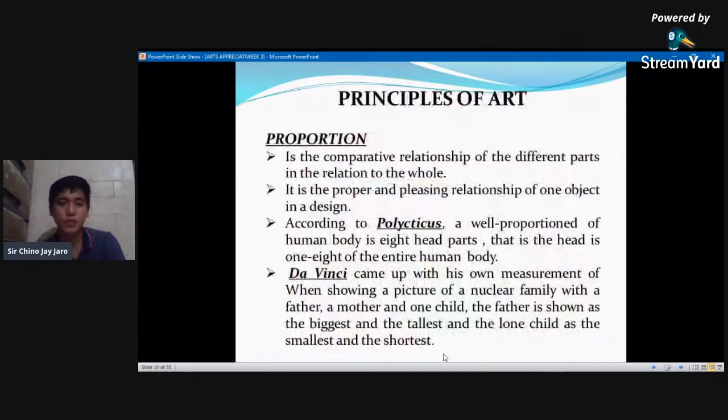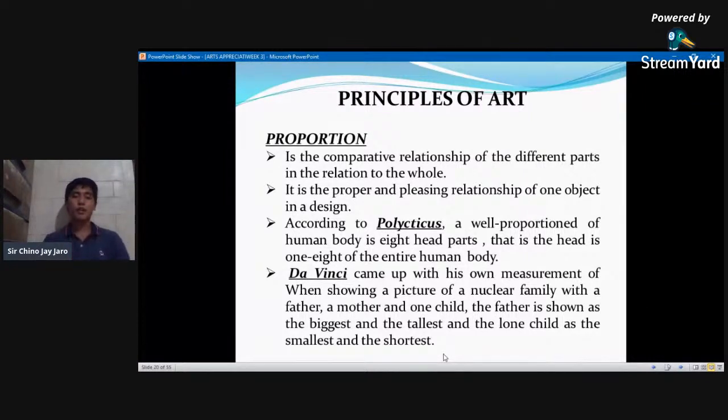Let us proceed to proportion. It is the comparative relationship of the different parts in relation to the whole. It is the proper and pleasing relationship of one object in a design. According to Polycleitus, a well-proportioned human body is 8 head parts, that is, the head is 1/8 of the entire human body. For him, proportion is the division of the parts of the human body, from head to toe, divided into 8 parts.